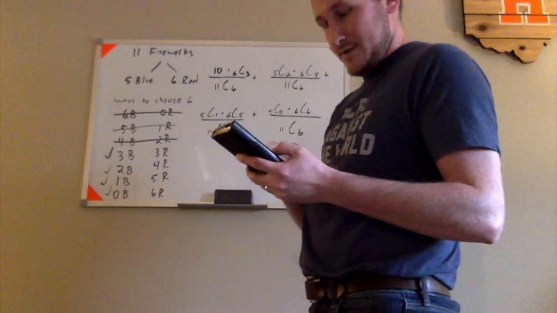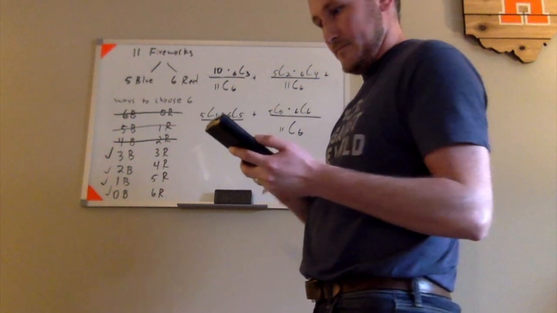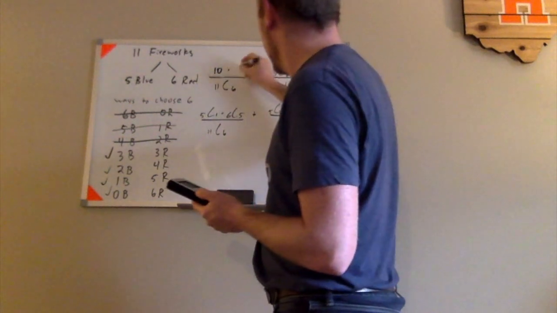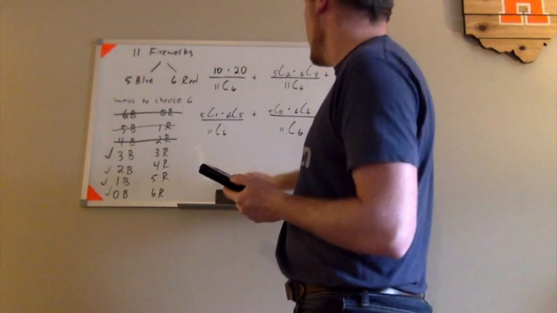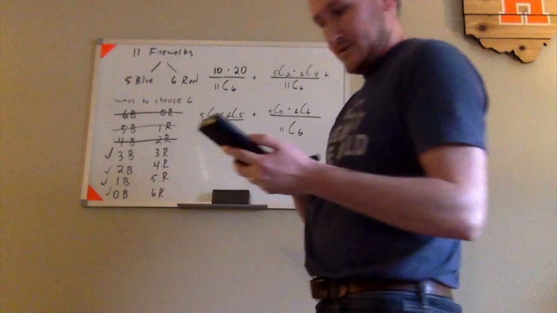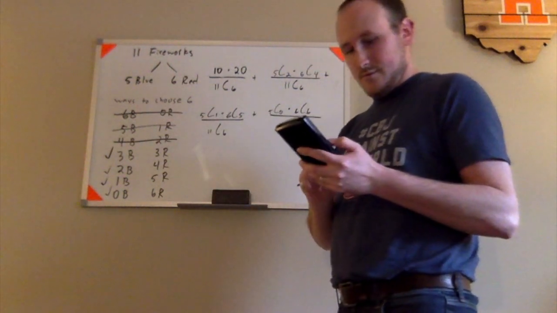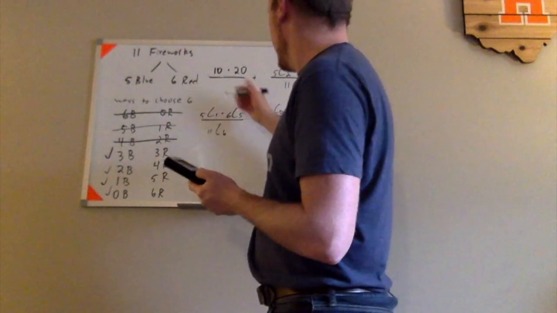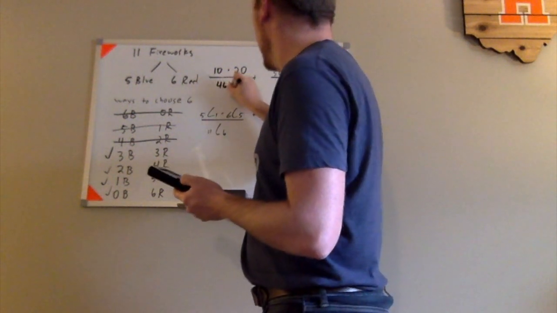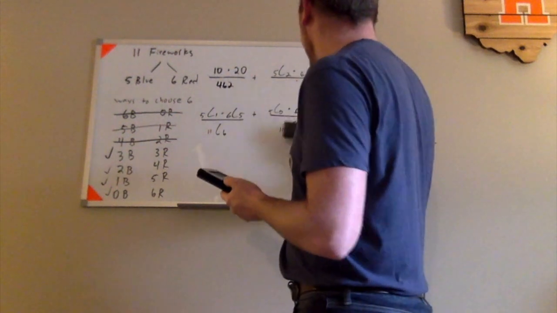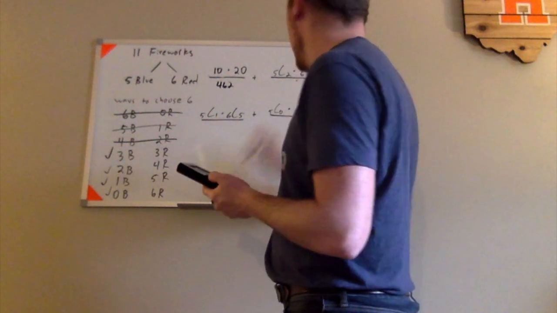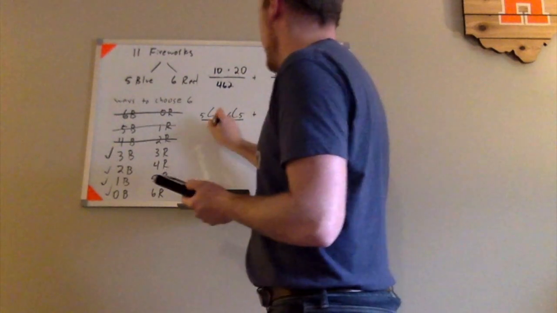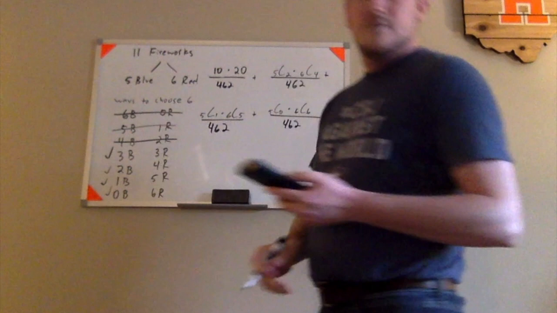6 choose 3 is 20. On the bottom, 11 choose 6 is 462. I'll go ahead and fill that in for all of these. There's no sense computing that 3 more times. It's still going to be 462 each time for those.